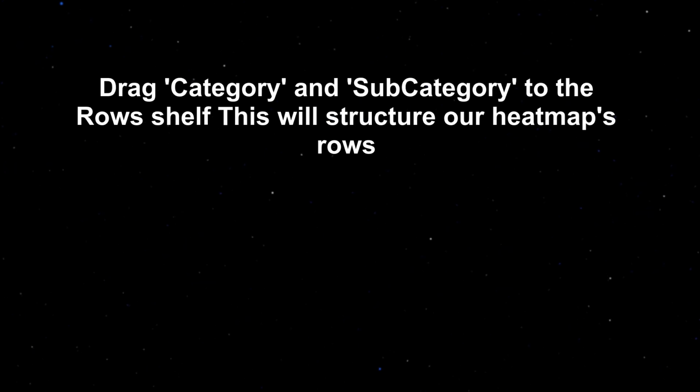Drag category and subcategory to the row shelf. This will structure our heat map's rows. Next, drag region to the columns shelf. This sets up the columns of our heat map.